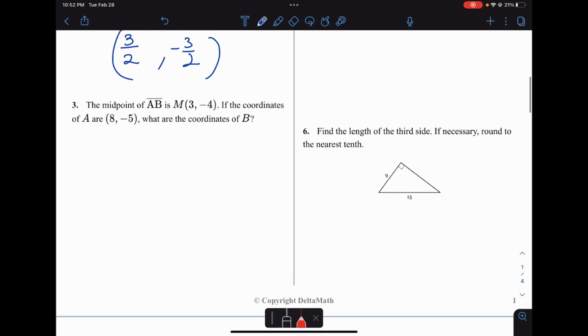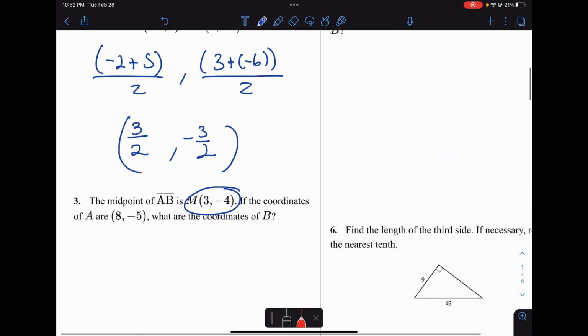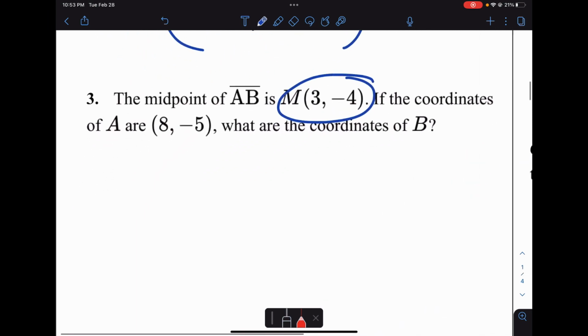Next one. All right, so this one gets a little bit trickier. What they do here is instead of just giving us our two endpoints, they give us our midpoint and then one of the endpoints. So what we have to do here is we know that our midpoint we find from this formula, right? So what this means is that we're trying to find our other endpoint.